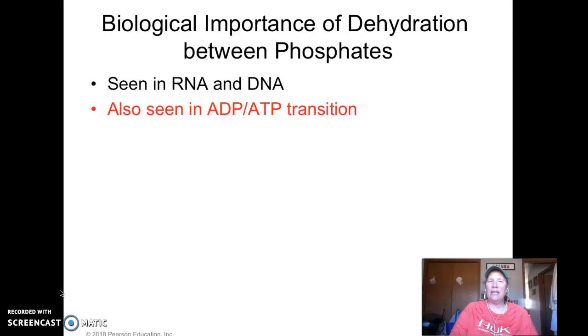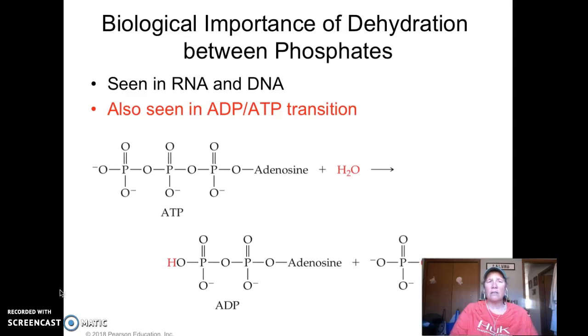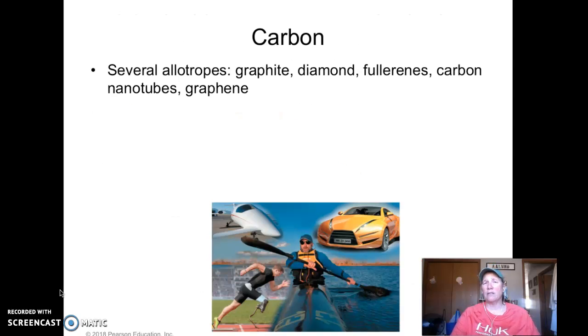We have ADP and ATP. This is a transition where we get our energy from our cells. Again, you can see it here. If you've had biology, you've talked more about this, but this is what happens in the mitochondria, where you get that OH on there, or that dehydration process, okay?